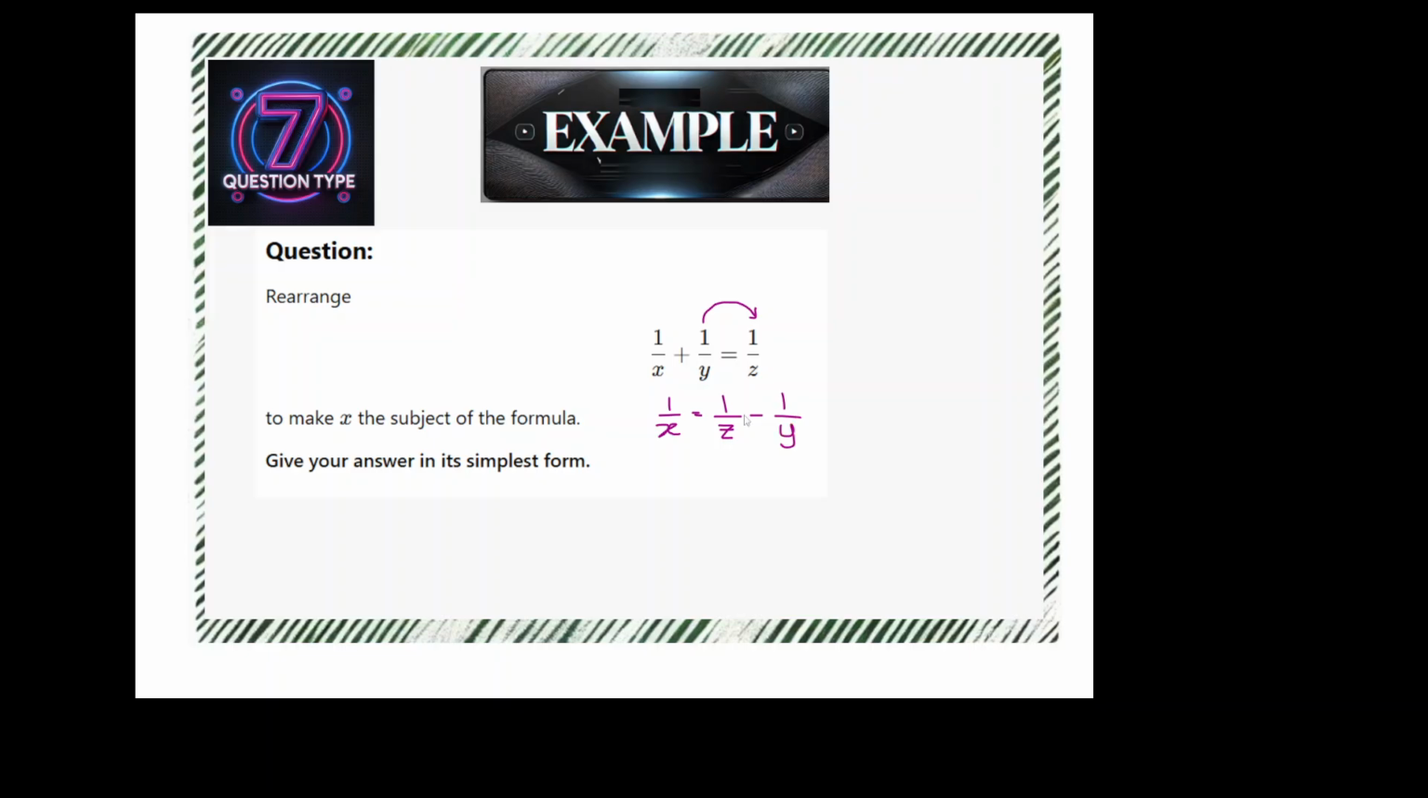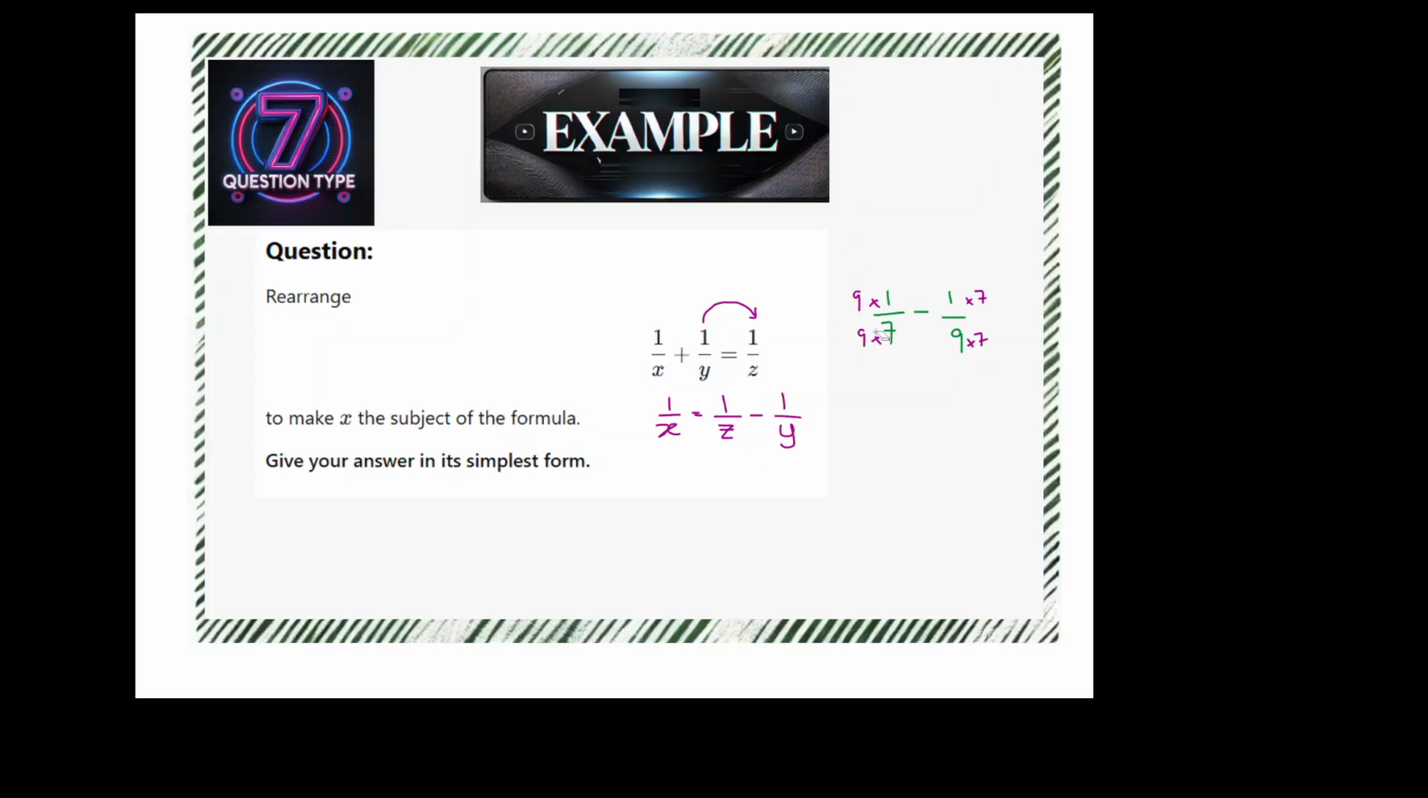Now, many people struggle with this simplification from this point onwards, but simply think about this like any other fraction question. Imagine if you had 1 over 7 take away 1 over 9. What would you do? To get the LCM, you would multiply this one by 9, top and bottom, and you will multiply this one by 7, top and bottom. Now you get 63 in the denominator and you can solve it. Now we are going to do exactly the same thing here as well.